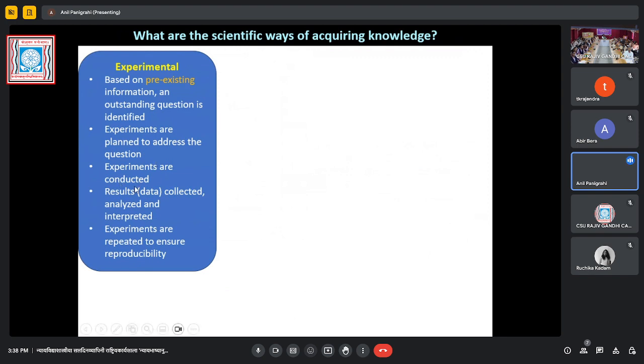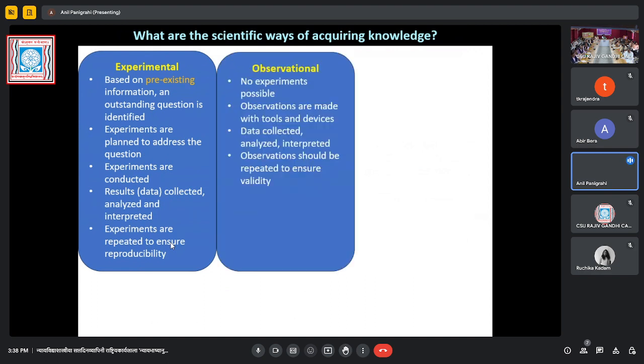So from the experiments, we get the data. The data are collected, analyzed, and interpreted, and the experiments are repeated to ensure reproducibility, and then for future applications based on the data that we have. The other way of scientific investigation is observational.